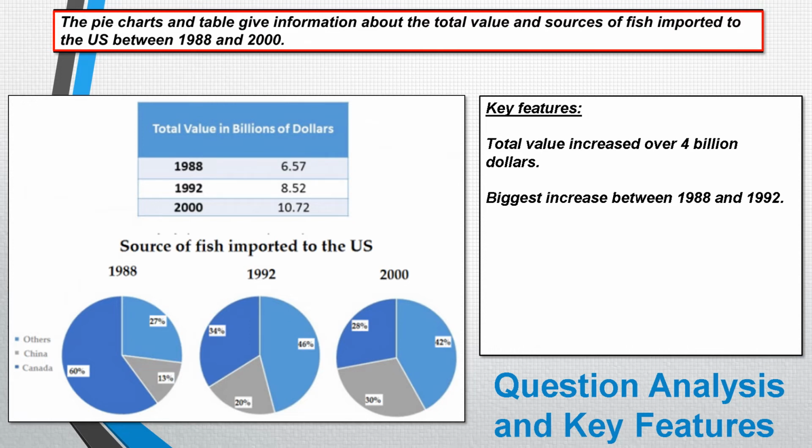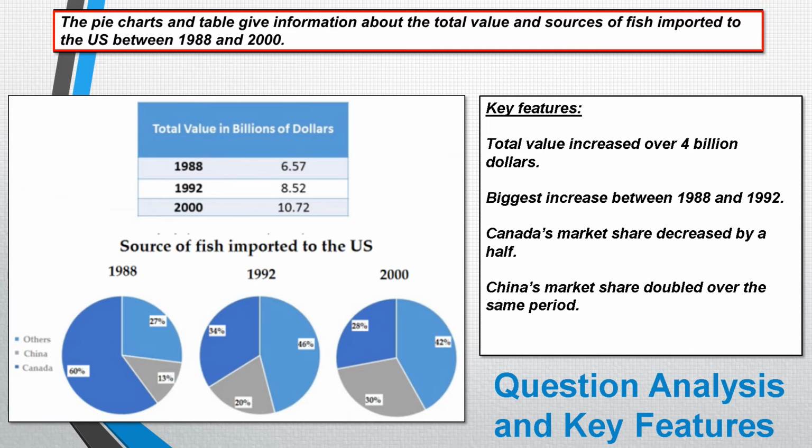Well, the most obvious thing is that Canada's market share has dramatically decreased, whereas China's has dramatically increased. Both of those are very easy to spot and pick out, so they will be our key features for the pie charts there. So as ever, you never pick out more than 4 key features in total. 2 from one data source and 2 from the other data source. So now we can move on to the introduction and overview paragraphs.